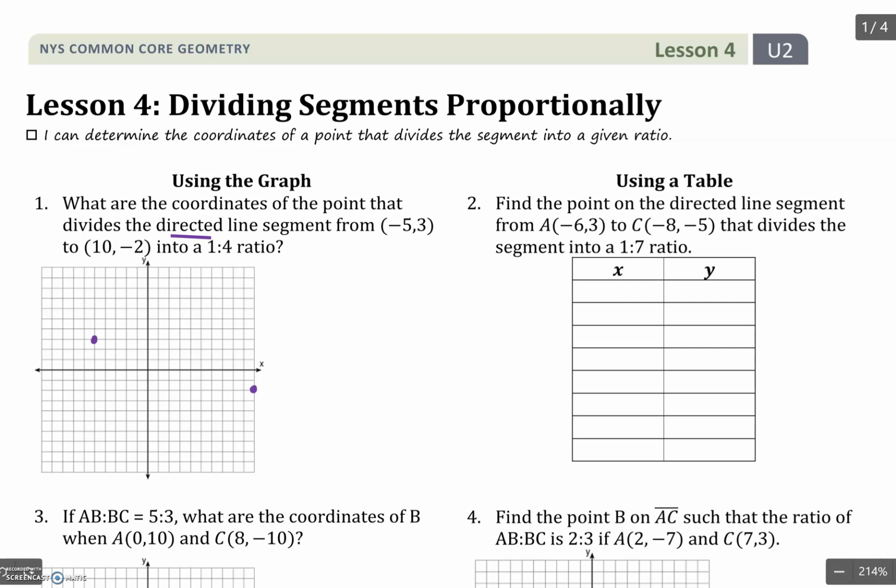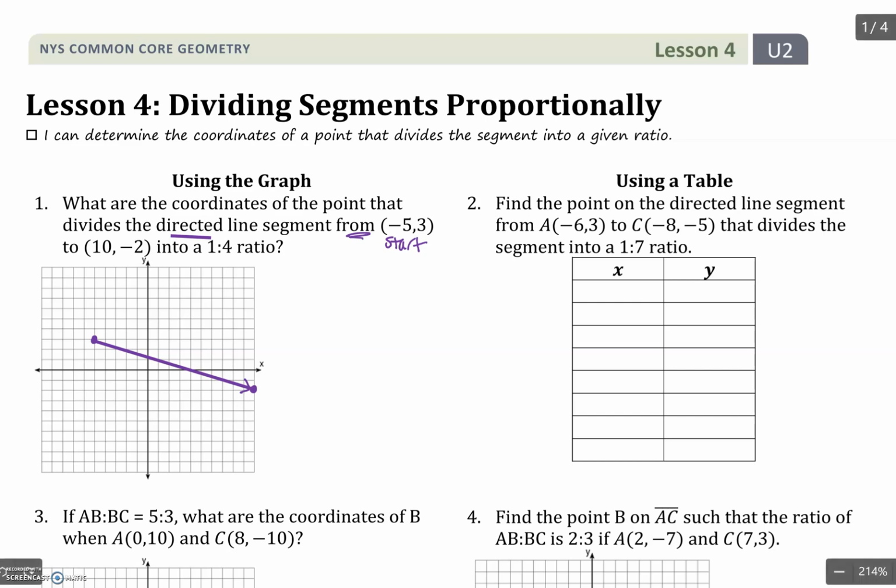It means that they're telling you we have to start at -5,3 and graph towards 10,-2. And that this direction is going to matter. So we kind of need to pay attention and always start at the point that it's saying we're going from. So that's what a directed line segment is.